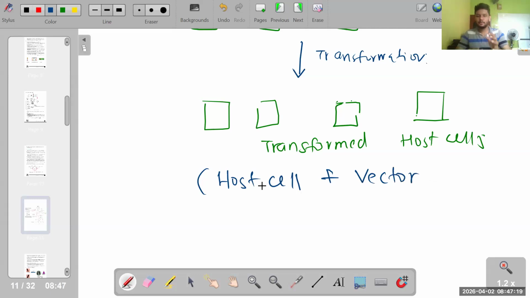Host cell plus a vector. But the problem is, can you remember last week we learned about marker genes? Yes or no? I hope you can remember. Yes. Now, why did we use marker genes? We used marker genes because they said that transformation is inefficient.